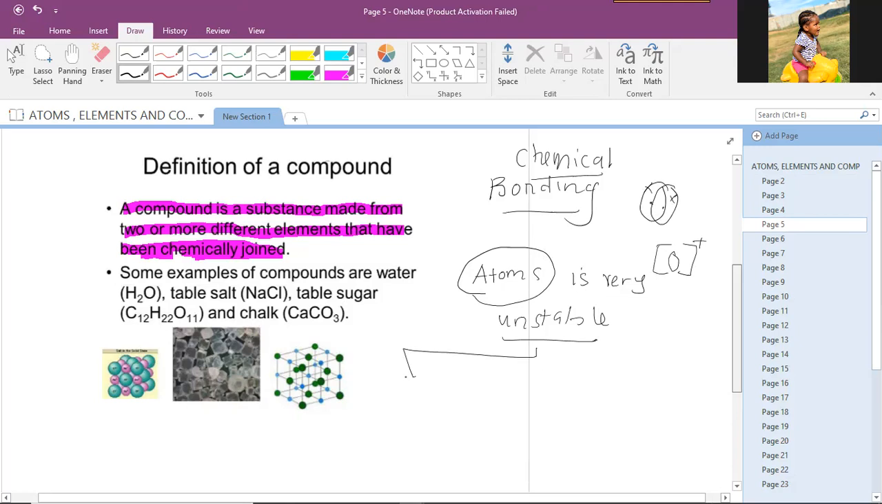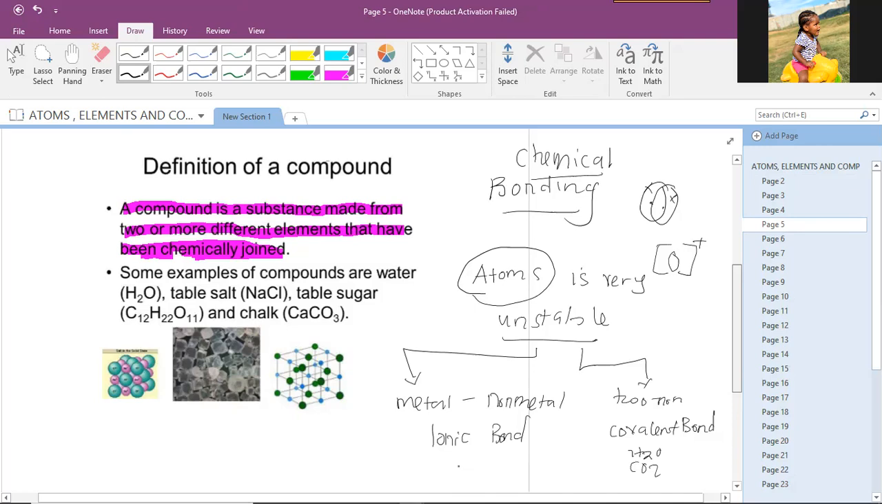And how do they form bonds? We can have metals combining with a non-metal, and this is known as an ionic bond. We're going to discuss this in the future. Or we can have two non-metals combining together, and we can call this a covalent bond. So an example of a covalent bond is water, carbon dioxide, etc.